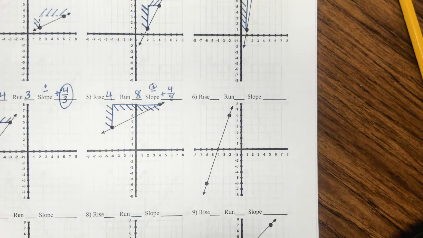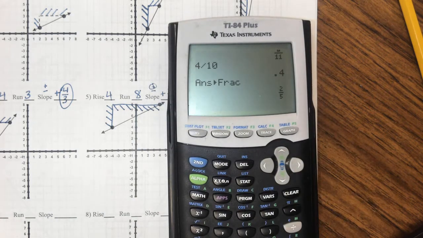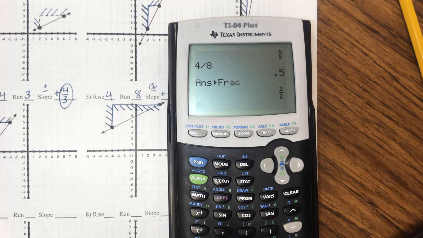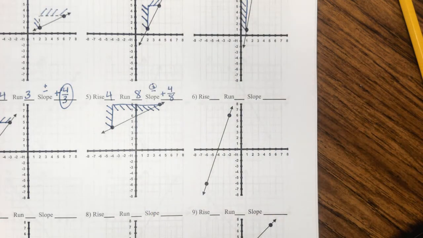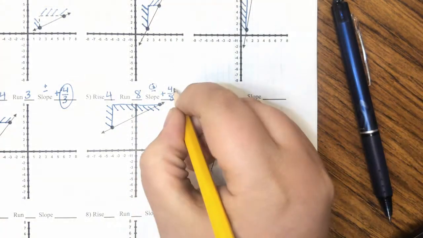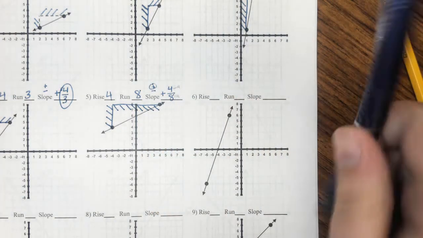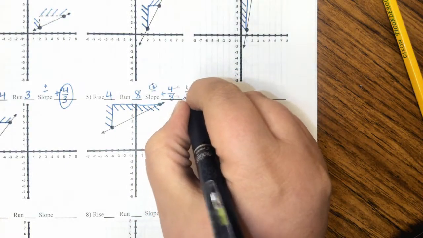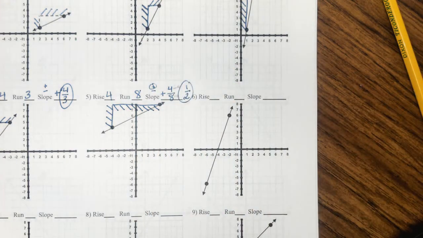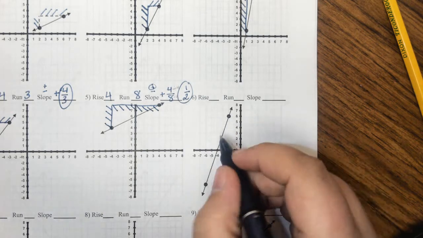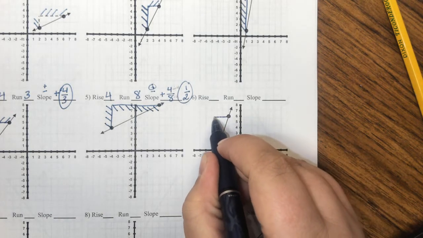Using our calculators, we type in 4 over 8, math, enter, enter. 4 over 8 is the same as 1/2. If you're simplifying, then you divide the top and the bottom by 4, and you get 1 over 2. Looking at number 6, connecting our 2 points with a triangle.